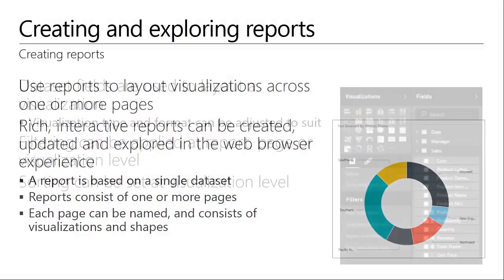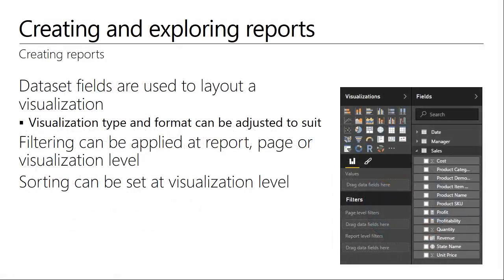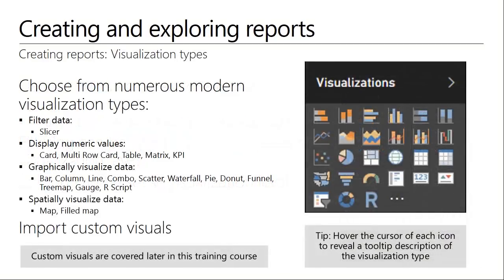of visualizations and shapes. Dataset fields are used then to lay out a visualization, and you can see here on the right side we have the fields pane expressed in terms of tables, and tables have fields. These fields can be used to lay out the visualization and also to apply filters, and filters can be applied at report, page, or even individual visualization level. Sorting can also be applied at the visualization level.